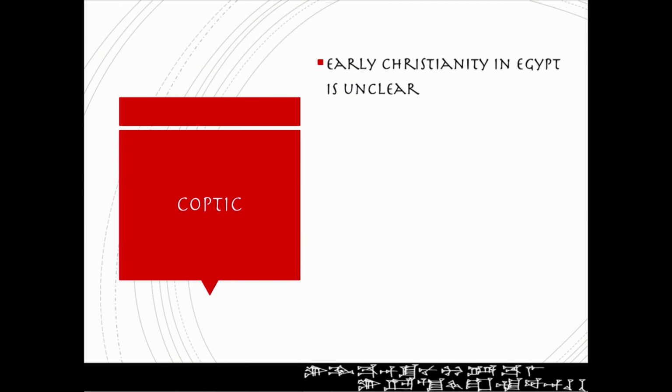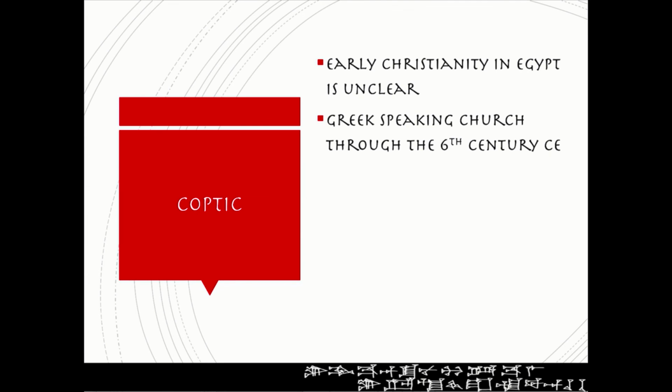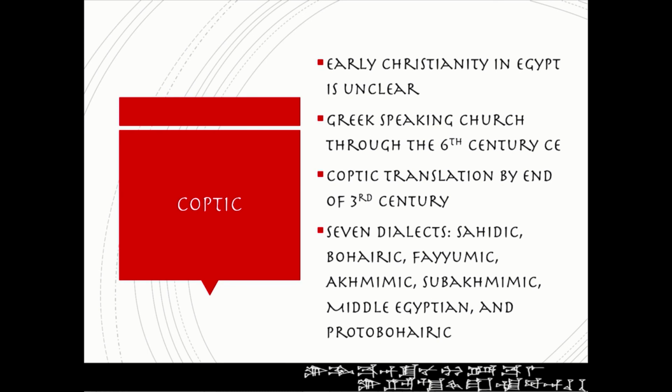Now, the Coptic is the Egyptian translation of the New Testament. Early Christianity in Egypt is unclear. It's difficult to ascertain. It was a Greek-speaking church in Egypt, at least through the 6th century, if not longer. However, we have the Coptic translation at least by the end of the 3rd century. There are 7 dialects of the Coptic: the Sahidic, the Bohairic, the Fayumic, Akhmimic, Subakhmimic, Middle Egyptian, and Proto-Bohairic.